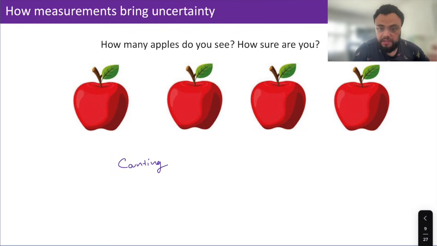So counting tells you that you have 100% certainty. You don't need any kind of uncertainty. If you can count the number of things, that is going to exactly be a certain value.